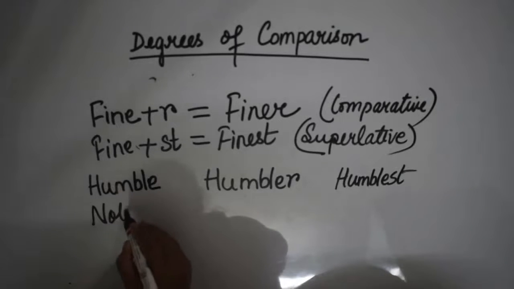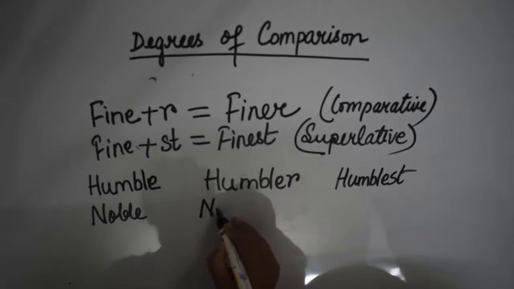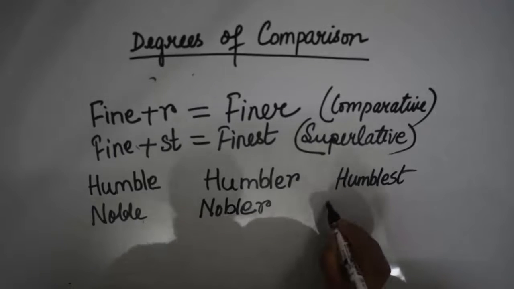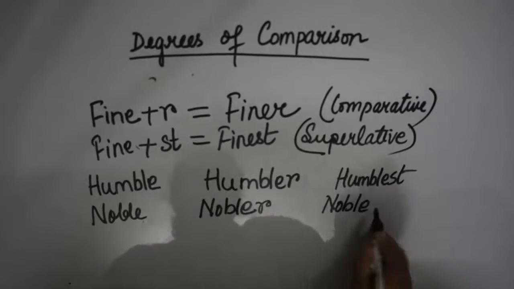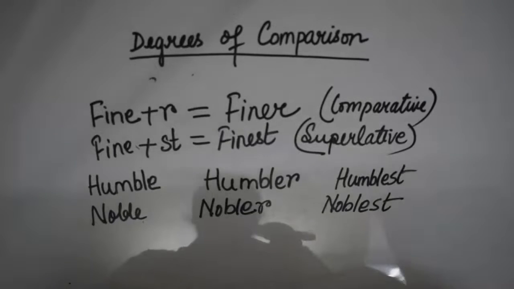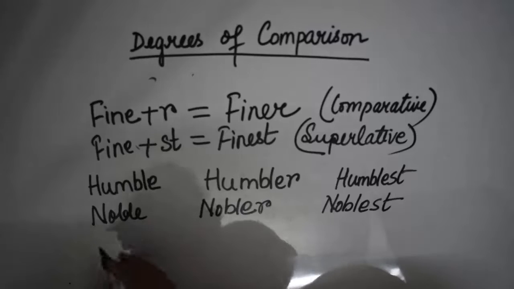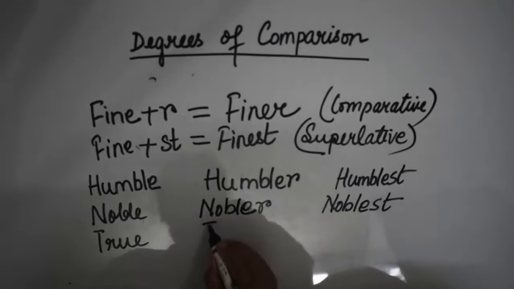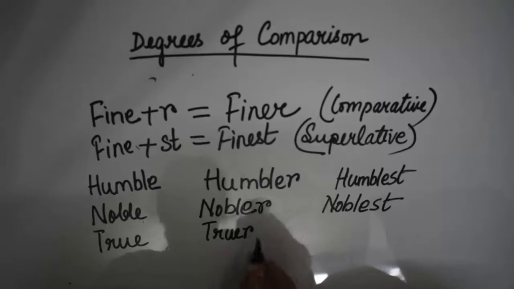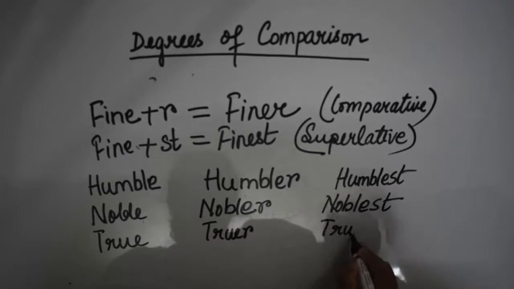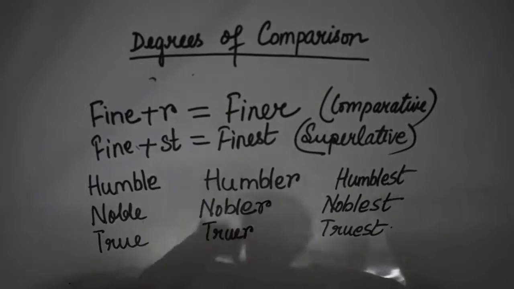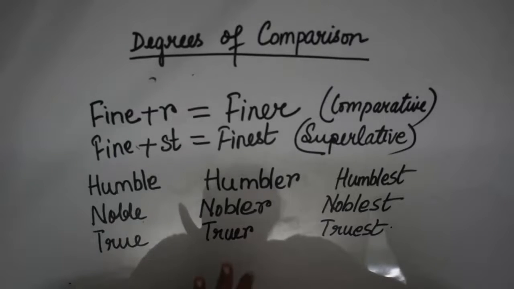The word noble, the same rule, just an R, nobler. Noble plus ST, noblest. All right. The word true ends in E. Truer, truest. Okay, so as I said, this is probably the simplest of all the rules.